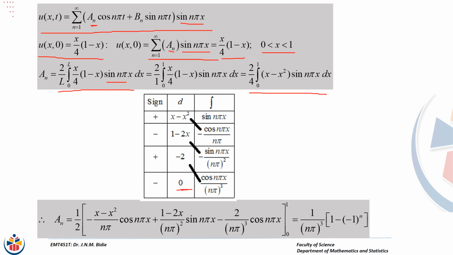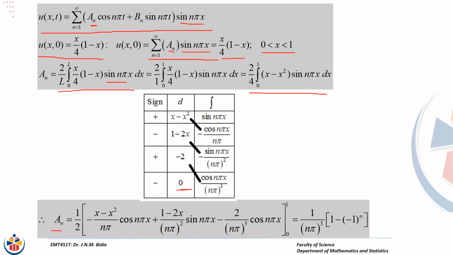Integral of sine n pi x, we know it's negative cos n pi x over n pi. That's why we have a negative times a negative. The last term becomes positive. And then we have cos n pi x over n pi all to the power 3. Then we go back. We need to substitute. In place of the integral sign, we have to substitute what we got for an.